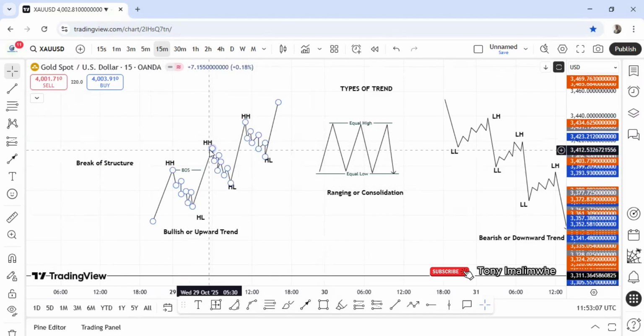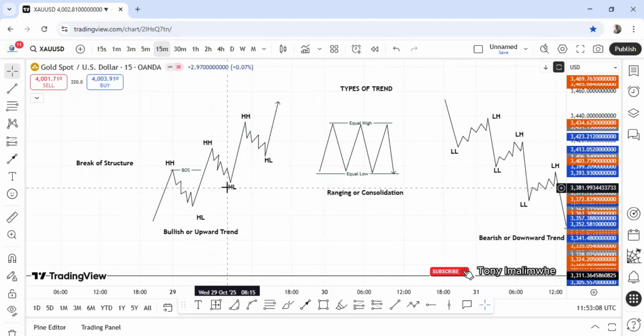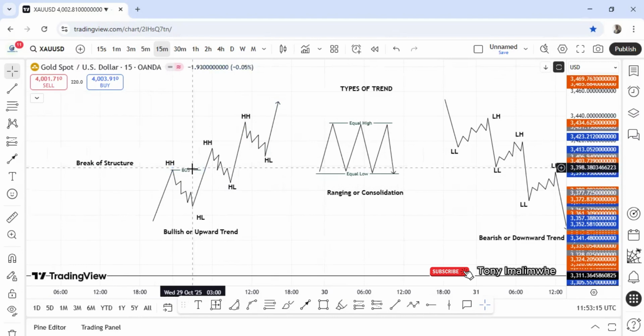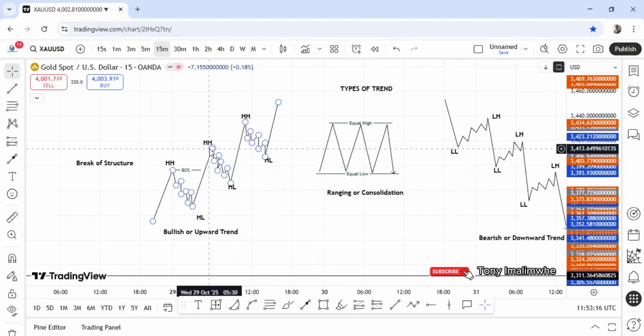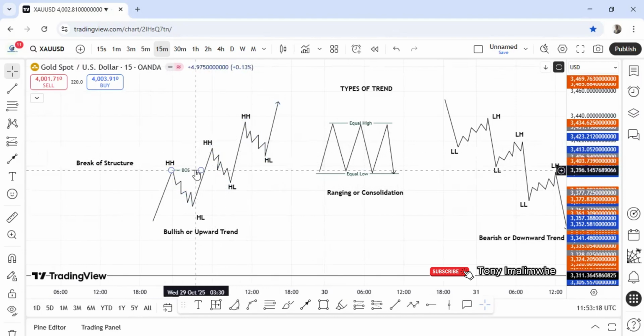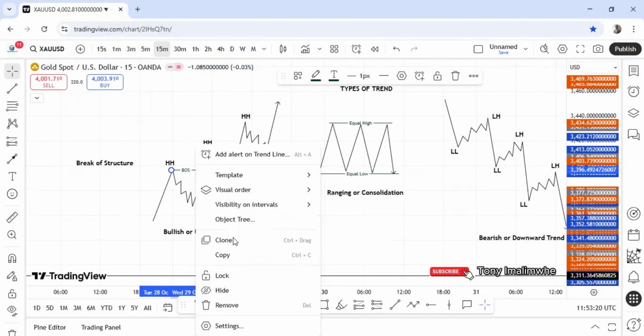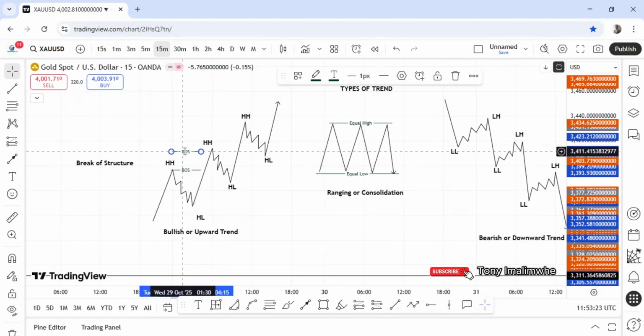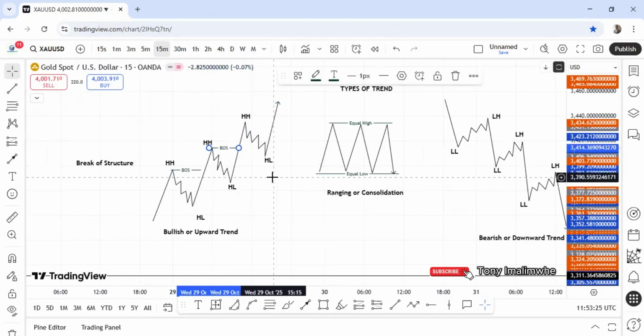And then price retraces again down to this level to give another lower high and then breaks this structure again. So when price goes above this price level, that is another break of structure.